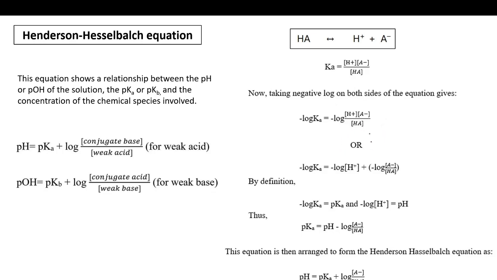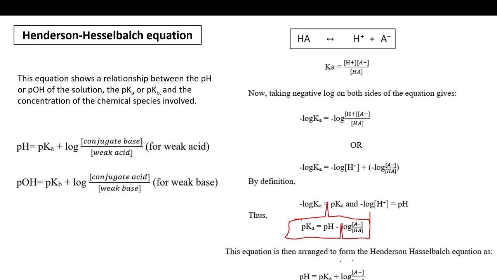Now if we further solve this equation, we get this equation. We know by definition that minus log of the hydrogen ion concentration is pH, and minus log of Ka is pKa. So using that knowledge and substituting those values in this equation, we get pKa equals pH minus log of A minus divided by HA.